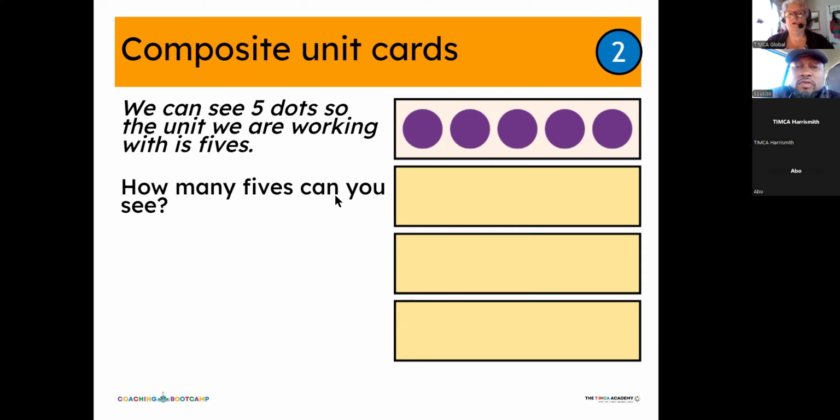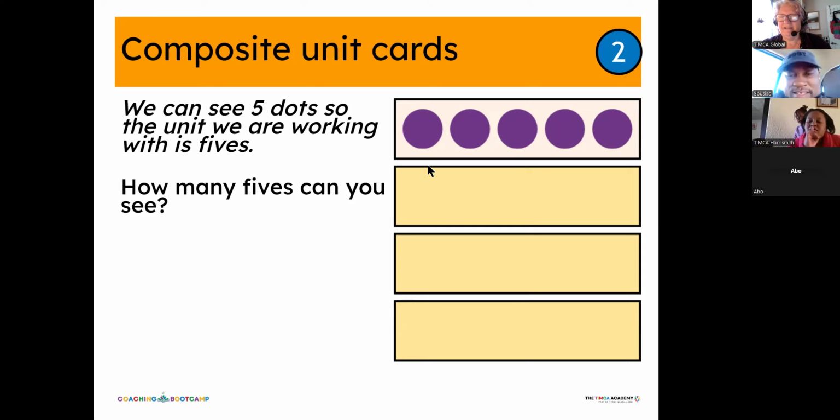So I've told you that there's 5 dots. How many 5s can you see? Can you actually see with your eyes? You can say it if you want, or show me your hand if you want to. I don't mind which one. So how many 5s can you see?